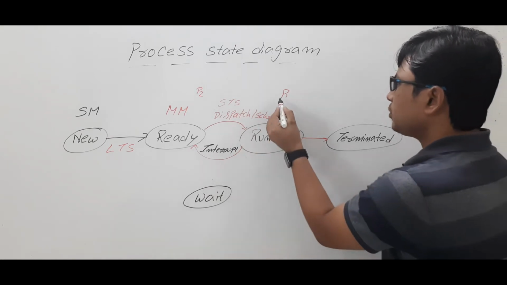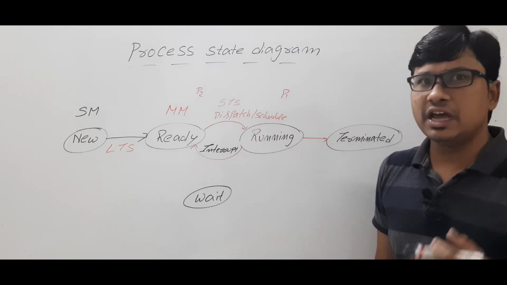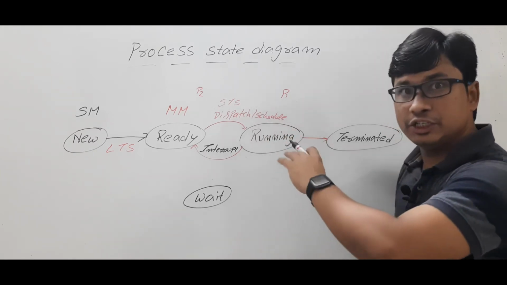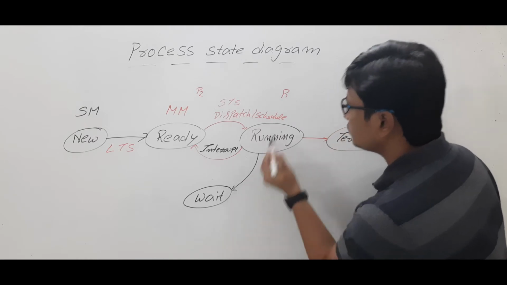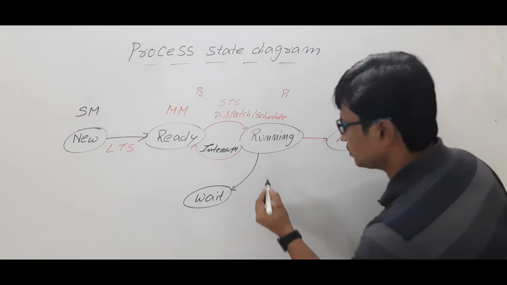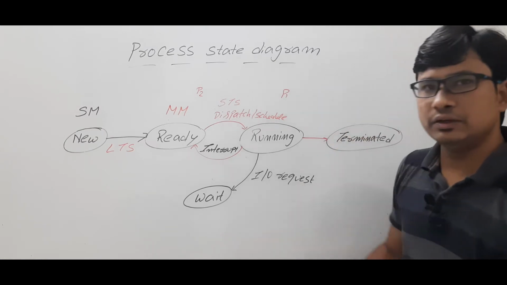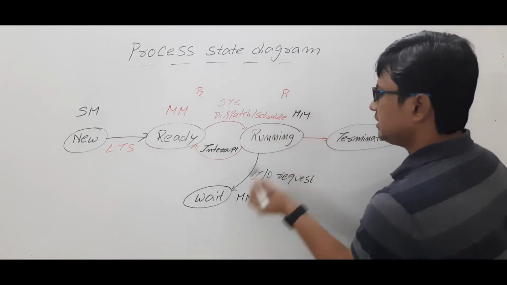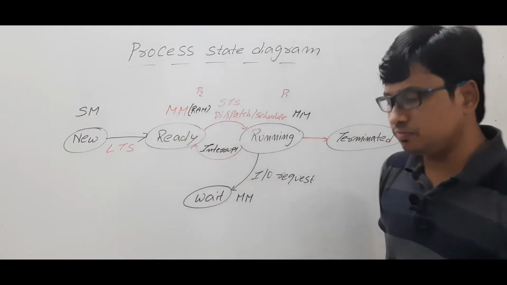Suppose P1 process is currently running. It needs some IO operations. If it needs IO operations, it will interact with the IO devices. At that time the CPU would be idle and CPU utilization will not happen. So what it will do is that the process which needs IO requests or IO devices will be shifted to the wait state. So if any process needs an IO request, it will be sent to the wait state. It is also there in the main memory. See, the running state, ready state and wait state will be there in the main memory, which is nothing but your RAM, random access memory.